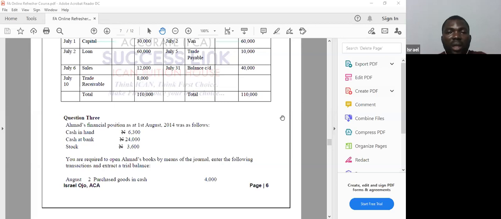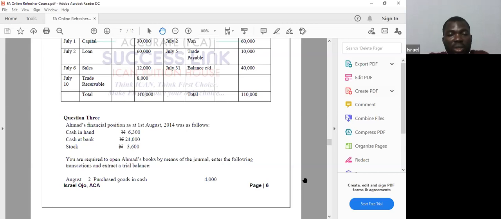Okay, so question three is all about the examining book question. It's a question that they can test, right? The examiner can test your knowledge on that. So let's look at question three. That's Ahmed's financial position.